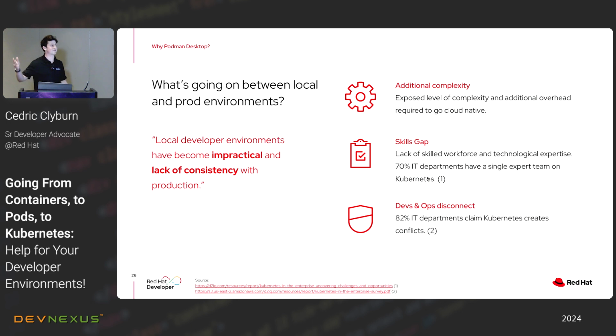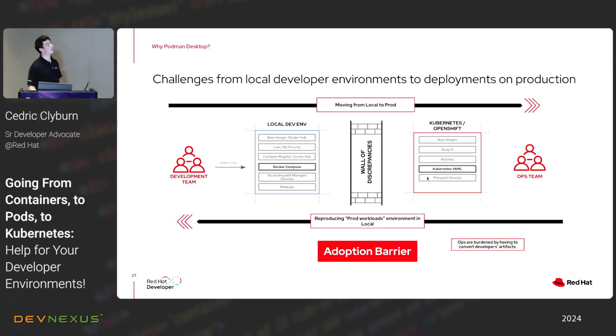And raise your hand if you agree, Kubernetes can create conflicts. It can be difficult sometimes. So this has led us to the point where we've helped foster the creation of Podman Desktop. And some of the challenges I like to illustrate here in this graph, going from a local development environment, as I'm going to be doing today, and crafting our applications to be deployed onto production.